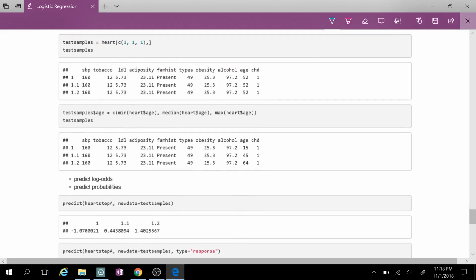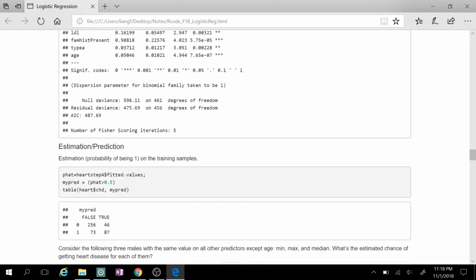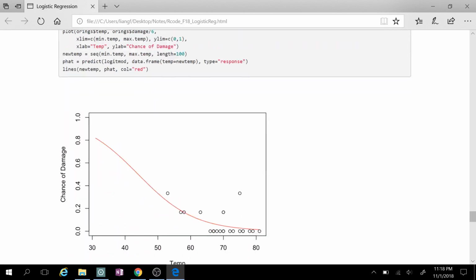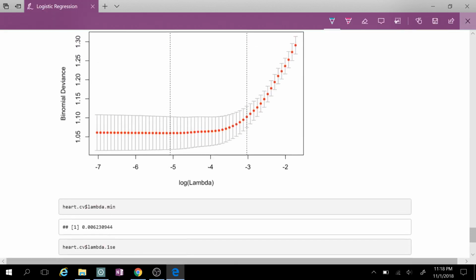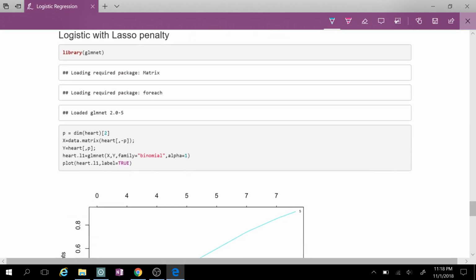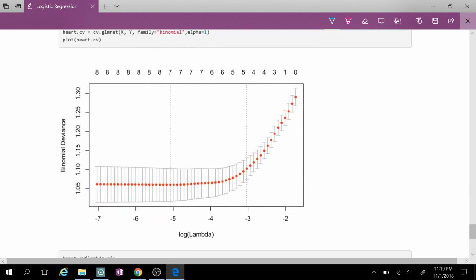So in order to use lasso, we call glmnet. We provide the data matrix, the response vector y, and family is binomial. Alpha is equal to 1, meaning only lasso, no ridge. And you can plot the estimated path plot. And you can also do cross-validation.